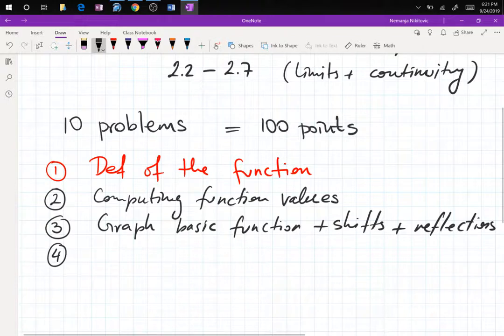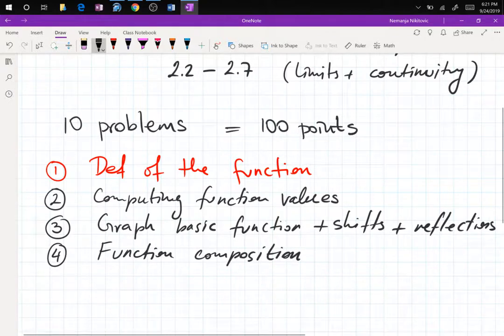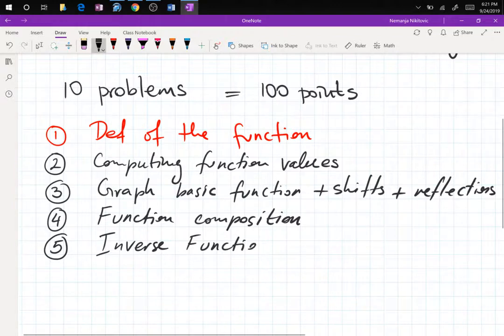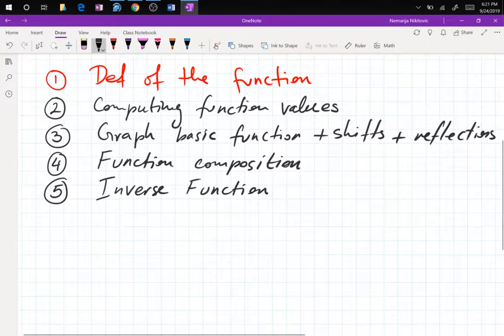Number 4, this one also should be in blood because it's 100% there. Function composition. This means I give you 2 functions, you plug one into another or the other way around. And then number 5, inverse function. So this covers your pre-calculus component.